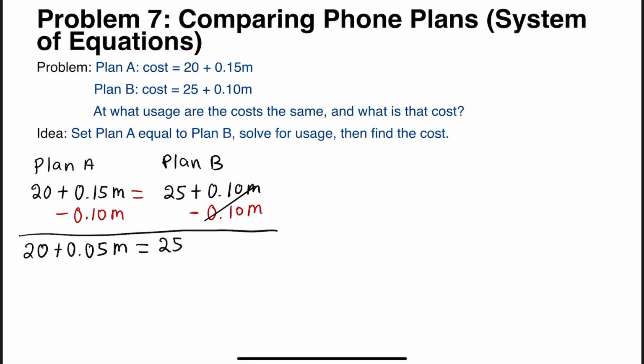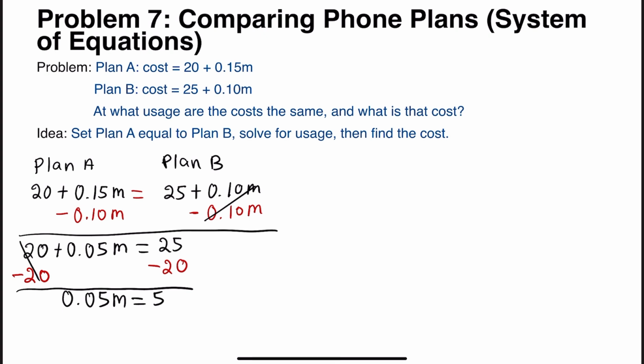And of course, we're trying to solve for m. We can go ahead and subtract 20 from both sides. So subtract 20 from the left and from the right. Okay, so we know that the 20s cancel out on the left side, and we're left with 0.05 m equals 5.